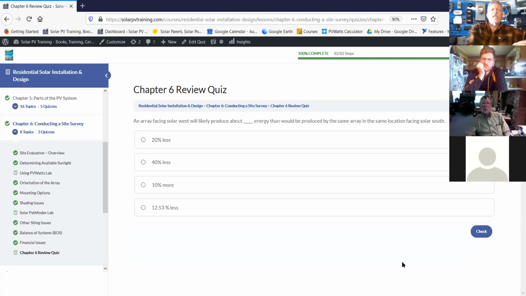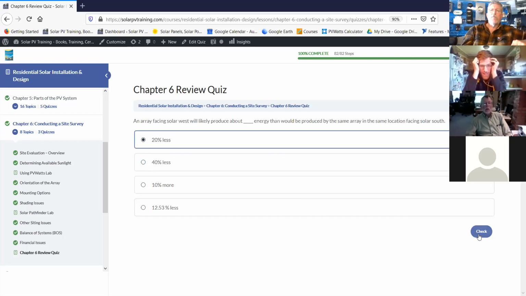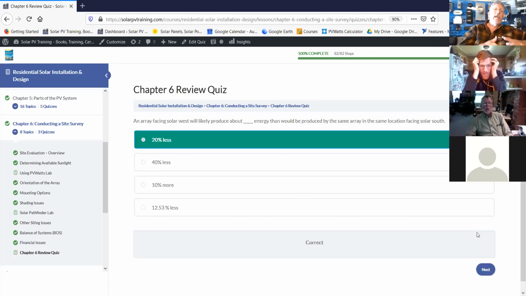An array facing solar west will very likely produce 20% less, 40% less, 10% more, or 12.53% less energy than would be produced by the same array in the same location facing solar south. 20% less. Yeah, this is something that surprises most people because we're always saying that the best option is to have your solar array facing south.